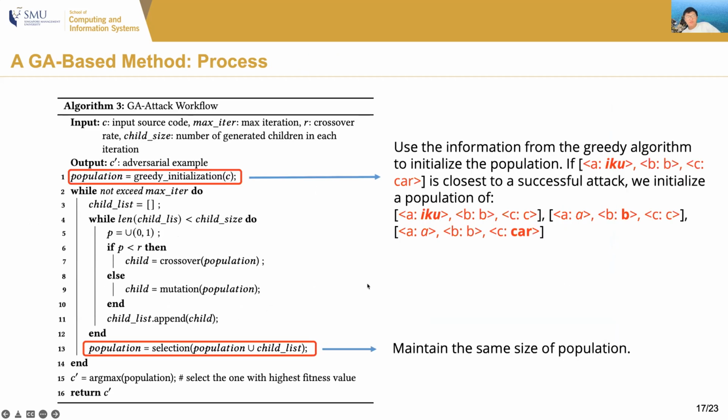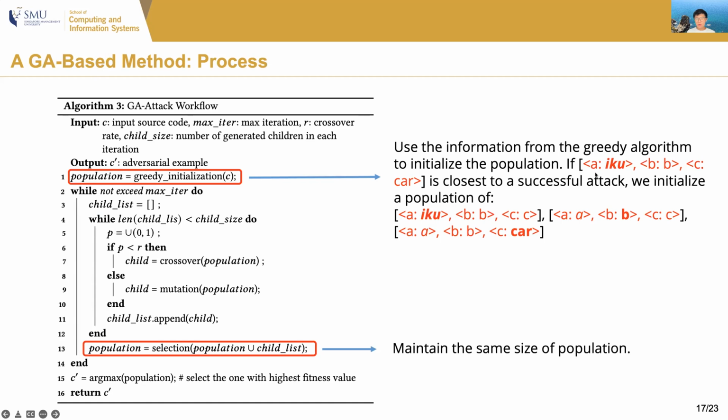Let's briefly explain the workflow of the GA attack. We need to specify some parameters first, like the maximum number of iterations, the crossover rate, and the number of generated children in each iteration. We use information from the greedy algorithm to initialize the population. From the greedy algorithm, we choose the chromosome that is closest to the successful attack. For each variable in this solution, GA attack creates a chromosome that only changes this variable to the corresponding substitute, and it keeps other variables unchanged.